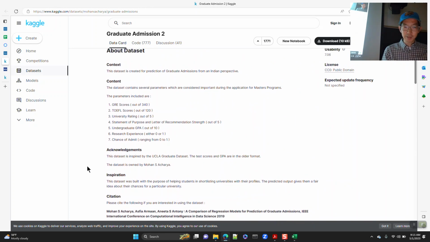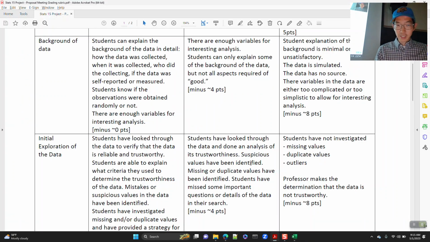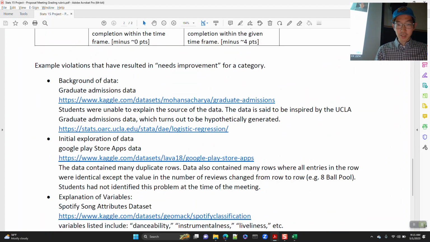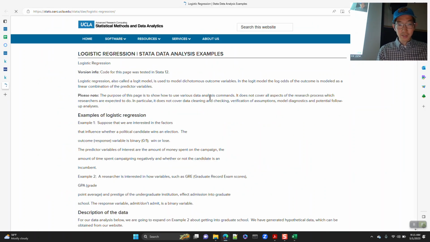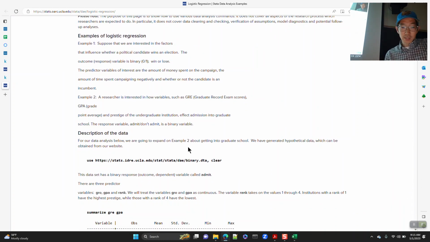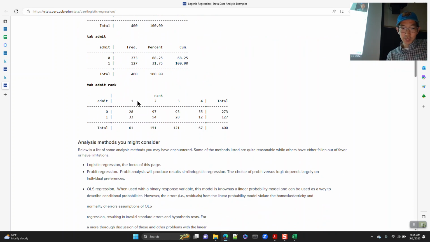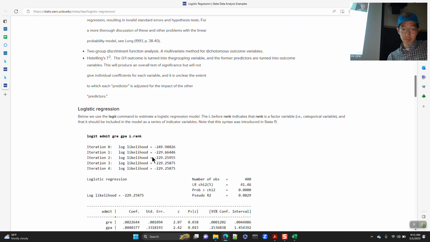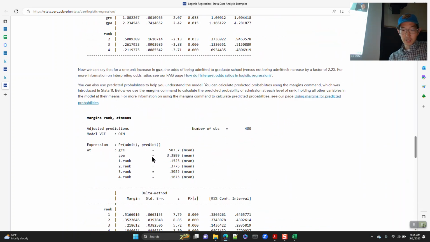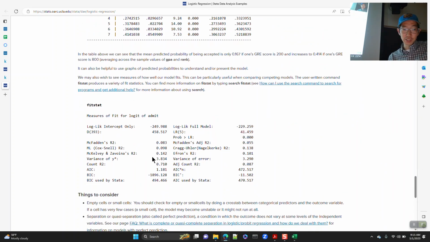Who came up with this thing? And it says the data is inspired by the UCLA graduate data set. So I tried to look up what the UCLA graduate data set is, and I think I came across something here. This is some example where they had the GRE and the GPA, admit rate, and things like this. This was an analysis where they did logistic regression.